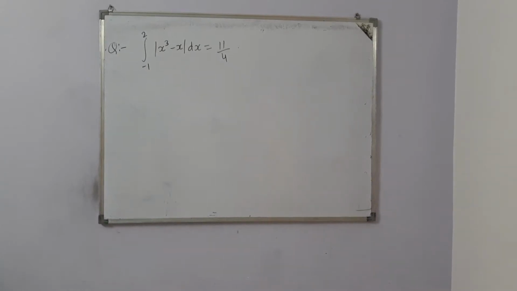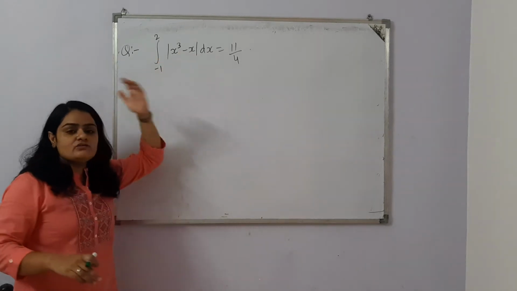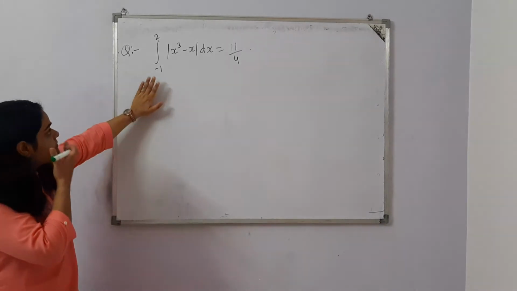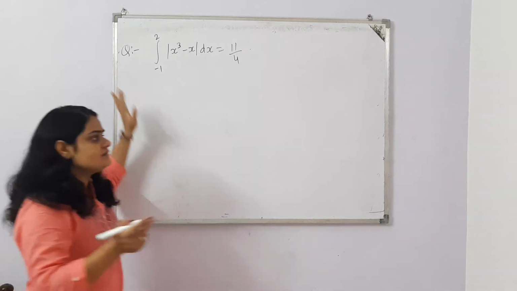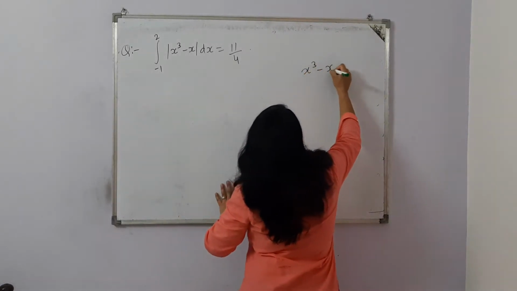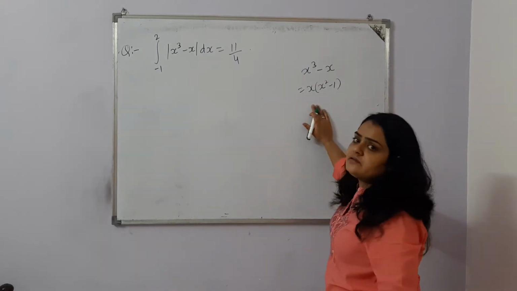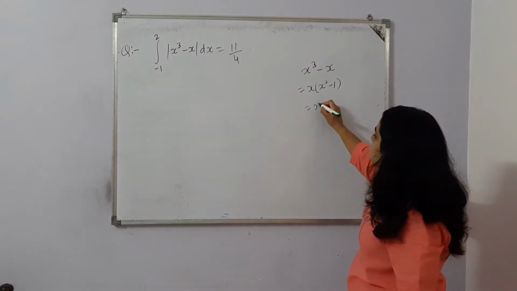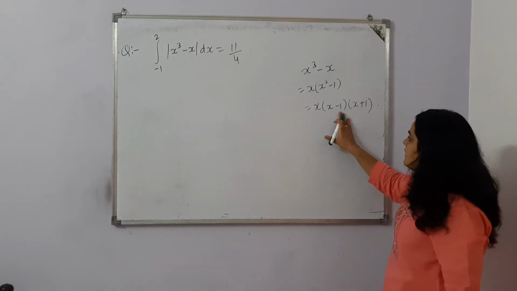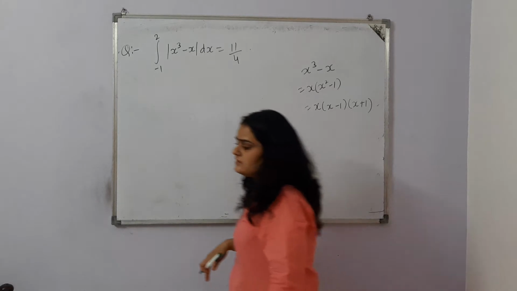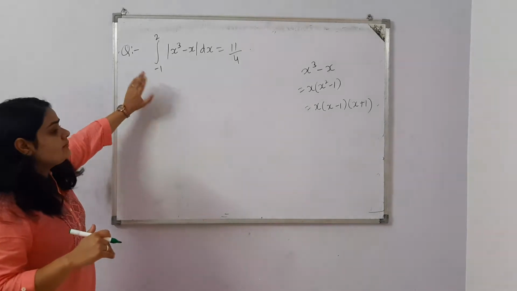Now the next function is modulus of x cube minus x. This is the function and the limits are minus 1 to 2. Before applying the definition of modulus, when we spread it out, we get x into x cube minus 1. So it is x into x minus 1, x plus 1. The three factors are 0, minus 1 and 1. So here we can spread the limits in three parts.